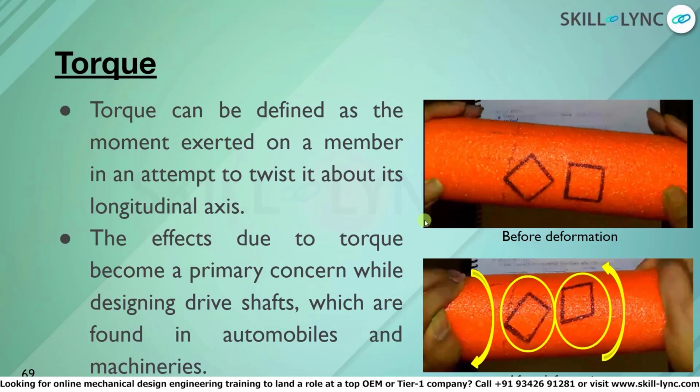Torque can be defined as the moment exerted on a member in an attempt to twist it about its longitudinal axis. The effect it takes becomes a primary concern while designing shafts, which are found in automobiles and machineries.